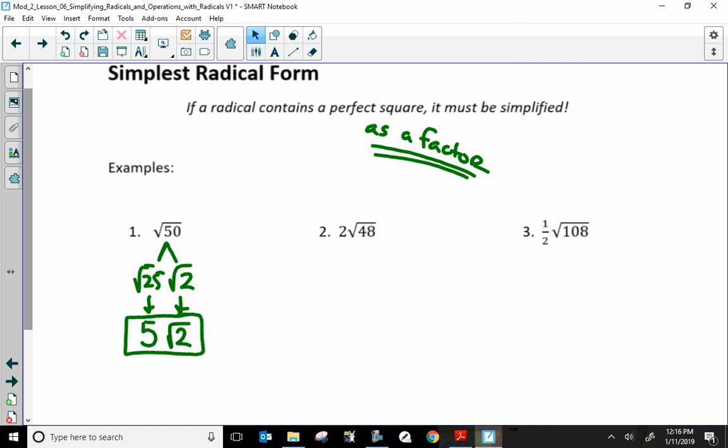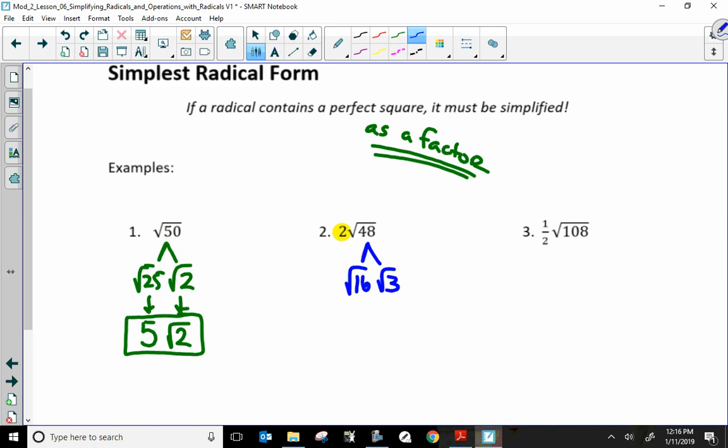All right. Let's look at this next one. Notice how I have highlighted a 2 in front. The 2 is not under the radical, and I'm just going to carry that along for the ride. So I'm going to focus right now on my radical 48. I know it's the square root of 16 times the square root of 3. And my 2 just comes along for the ride. Remember, this operation between the 2 and the radical 48 is multiplication. So basically, this is 2 times radical 48. So whatever I end up with in my simplification, I need to multiply it times that 2.